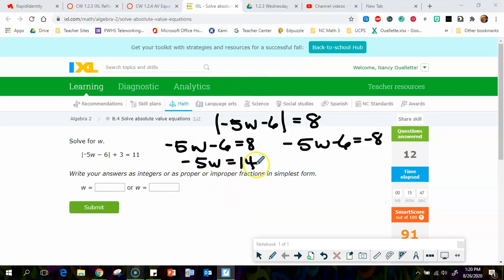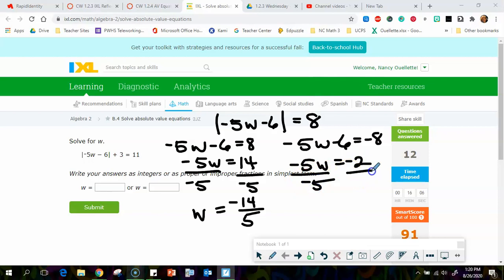And if it's fractions, it's fine. Divide by -5. W equals -14/5. Okay, and then this one's going to be -5w equals, add 6 over here, -2. Divide by -5. W equals 2/5. Let's try that and see if we got it right. And that's the last one I'm going to do. And you can use the / for the fraction bar. -14/5 and 2/5.